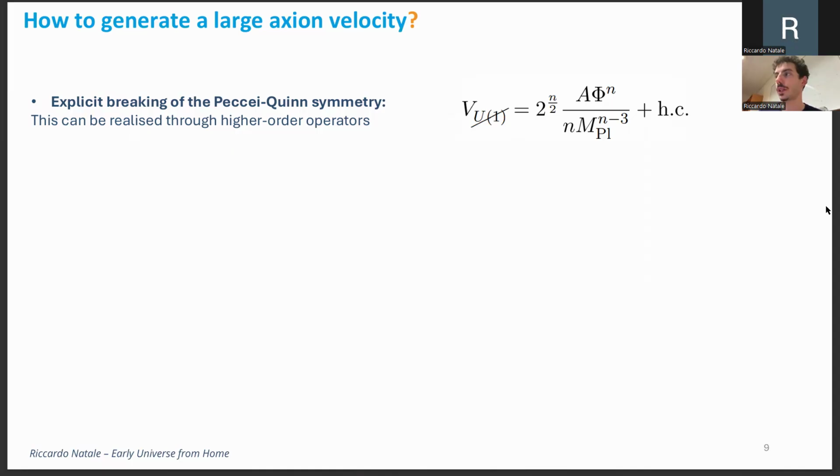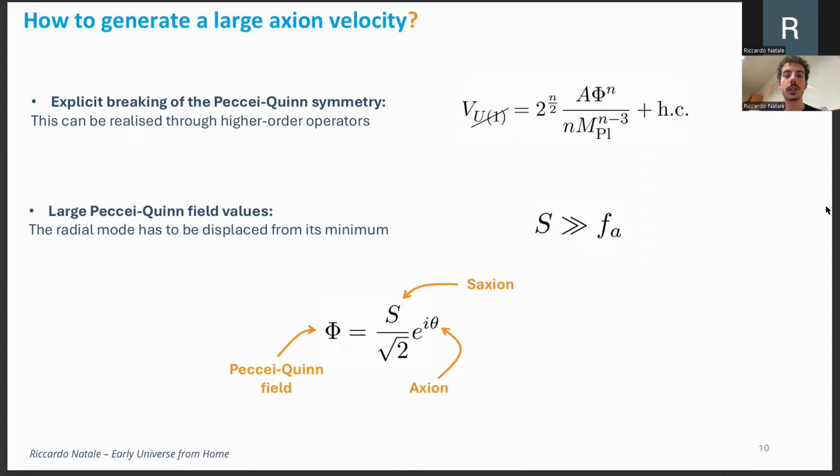But to make these operators relevant in the early universe, we need our Peccei-Quinn field to be displaced from the minimum. So this means that it has to achieve very large field values. So in this talk, I'm going to use the following nomenclature. I'm going to call the radial mode of our Peccei-Quinn field the saxion. The angular mode is of course the axion, and when we refer to the full complex scalar, we call it the Peccei-Quinn field.